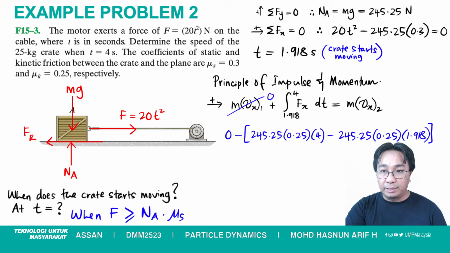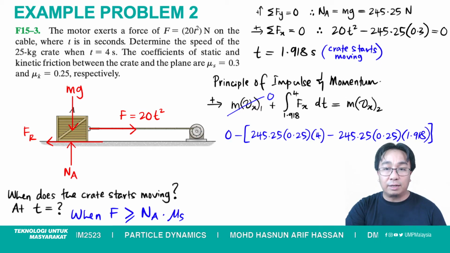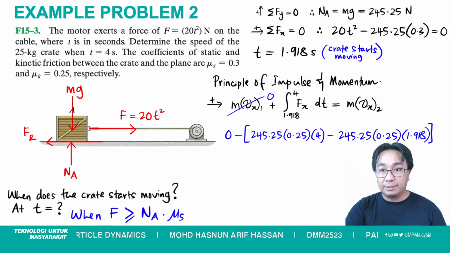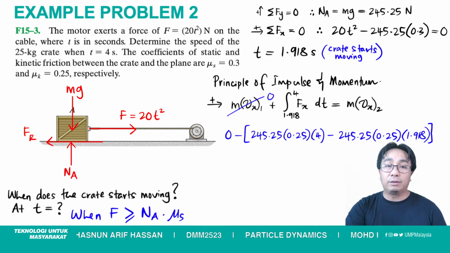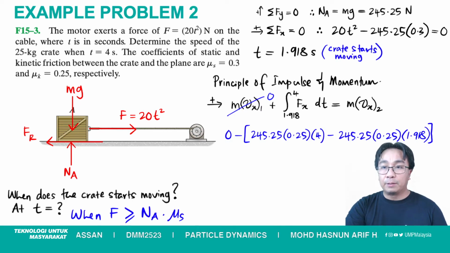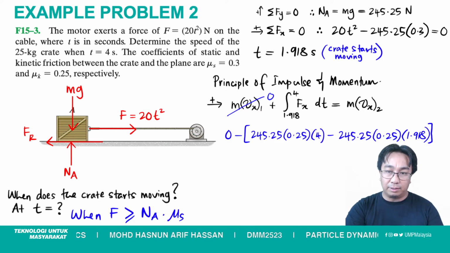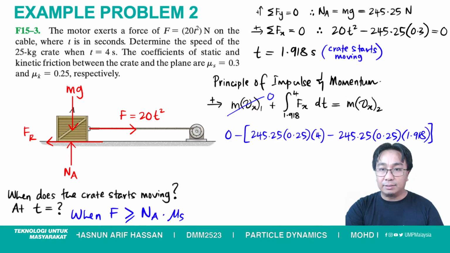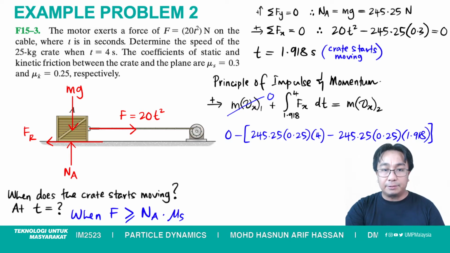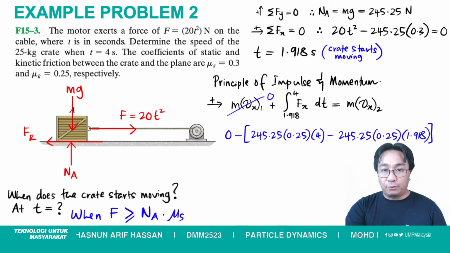This is for the top range. For the bottom range, you still have to include it, which is you have to minus 245.25 times 0.25 times 1.918. This is the integration. Previously we didn't have to do this because it is multiplied with 0, because our lower range was 0 to 4 in example number 1. But in this case, it is from 1.918 to 4, so we have to do this. And remember that the friction is in the negative direction, therefore in front here you have to write negative. Okay, that is for the friction FR.